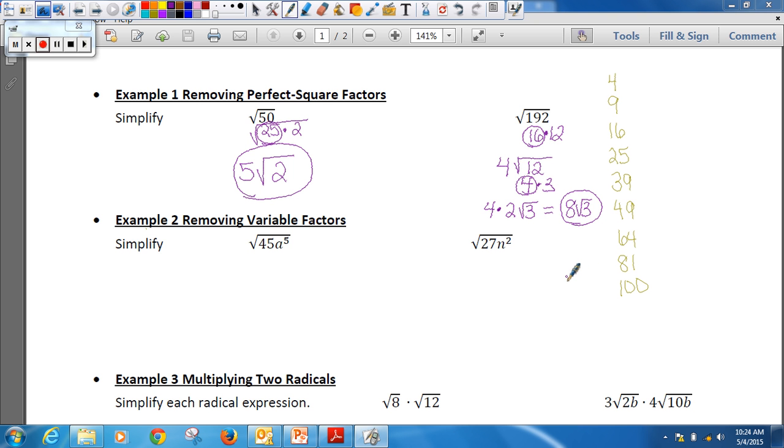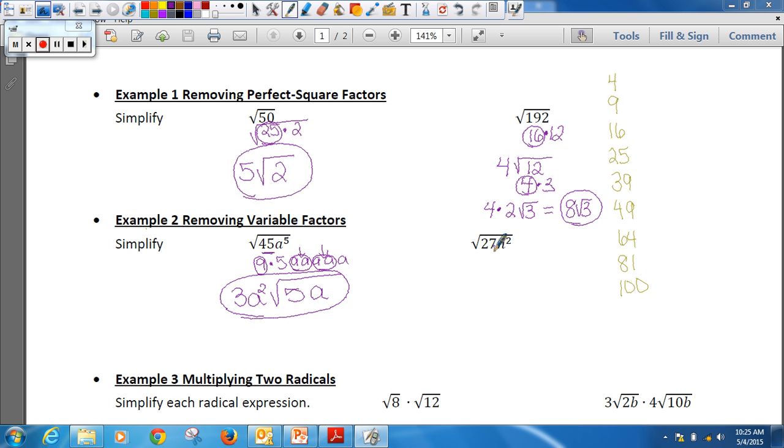The next part has variables involved. So the number part, for instance, the 45 is going to work just like what we did up above. So 45 would be rewritten as 9 times 5. A to the 5th means I have 5 A's. So I'm going to circle 9. That's the perfect square. And then remember, you have to have 2 of a kind in order to move it out. So I have 2 A's here, 2 A's here. So the square root of 9 is 3. The square root of 2 A's there is A. I have 2 groups that I am moving out. So that is A squared times the square root of, I'm left with 5A. This A is left in here because it doesn't have a partner in order to be moved out. So my answer there is 3A squared times the square root of 5A.